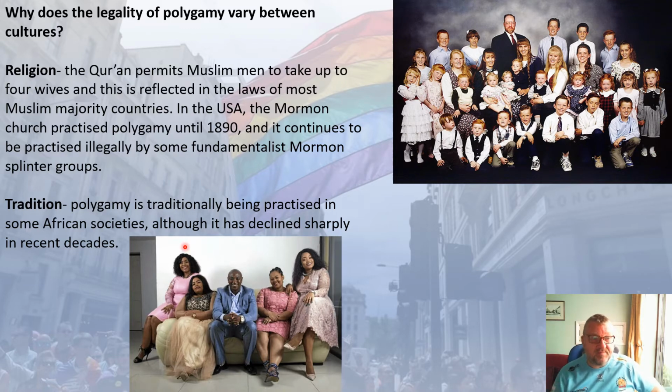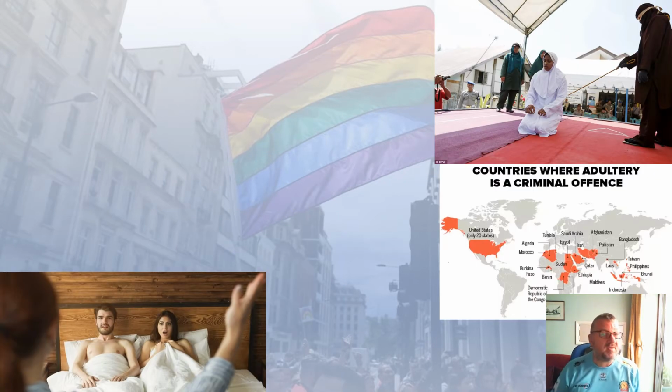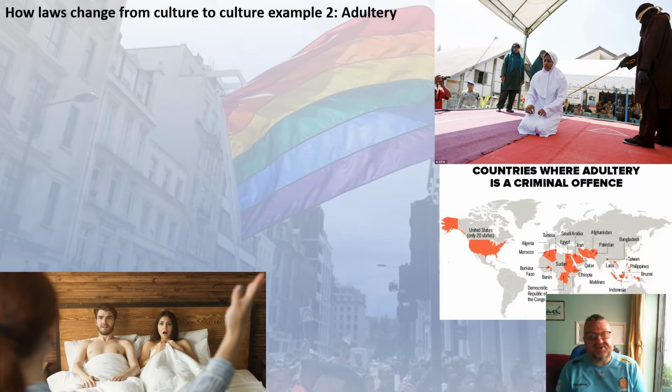Tradition, well, polygamy is practiced traditionally in many African societies, although it would be true to say that it's sharply decreased in recent decades. But you still have examples of people who take more than one wife, such as this man here, who has 4 wives. So that's polygamy. Let's look at our next example, and that is adultery.